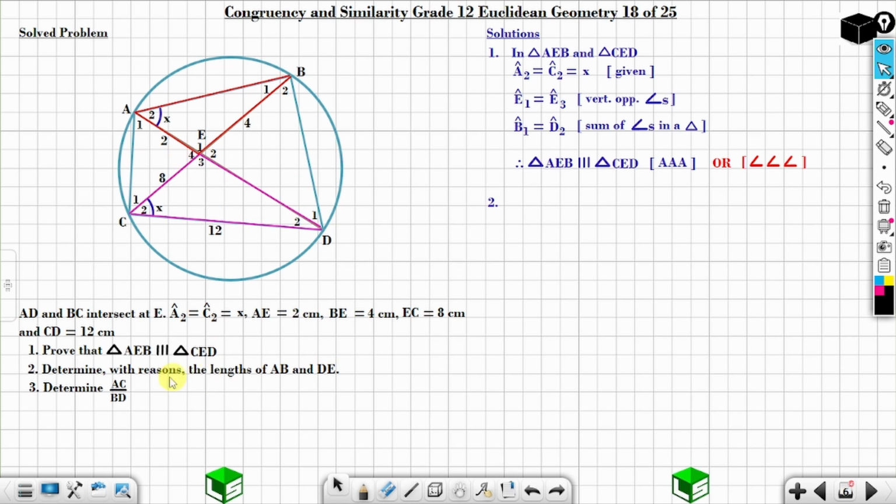So we are going to work with these triangles because we have AB, okay, AB and ED or DE. So we're still going to use these two triangles. Okay, so after proving that the two triangles are similar, you can write the proportionality equation, and then you are going to solve for AB and DE. Okay, let's write the proportionality equation.